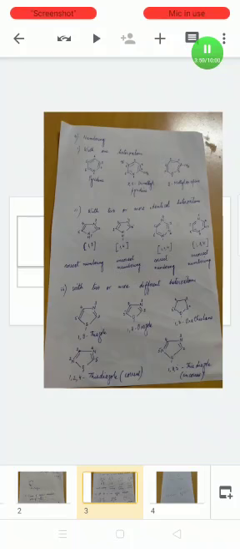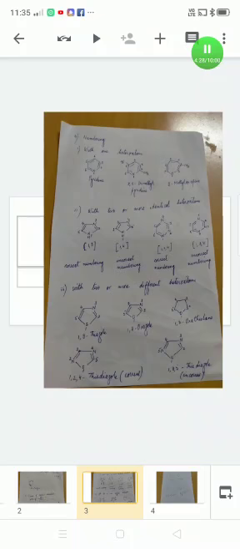Then the next example is 2,5-dimethylpyridine. Again, the numbering is done in such a way that the substituent gets the lowest possible number. So 2 and 5 is the correct way, 2,5-dimethylpyridine. And the last example is 3-methyloxepine. On the third position, methyl group is present.